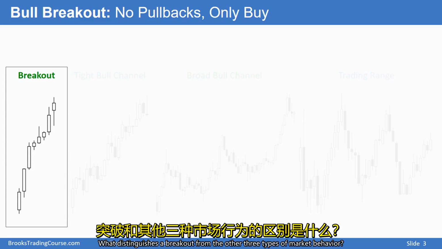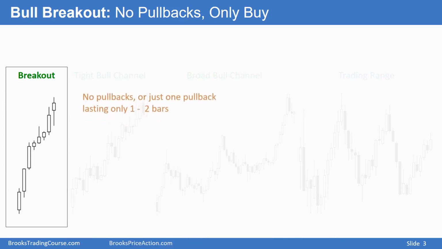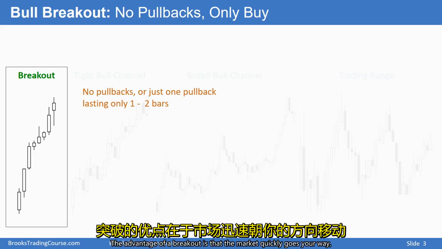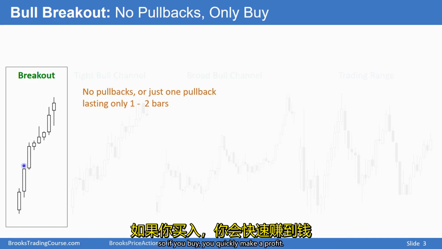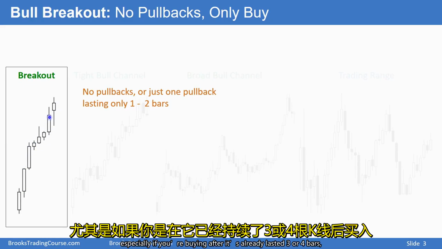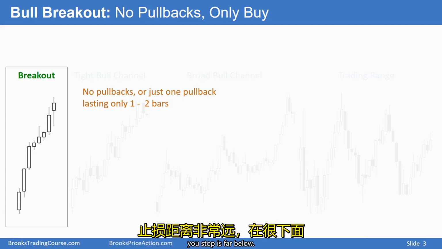Now, a breakout. What distinguishes a breakout from the other 3 types of market behavior? First of all, no pullbacks. And when there are pullbacks, they usually last only a bar or 2. The advantage of a breakout is that the market quickly goes your way. So if you buy, you quickly make a profit. The disadvantage is no matter where you buy, especially if you're buying after it's already lasted 3 or 4 bars, your stop is far below.